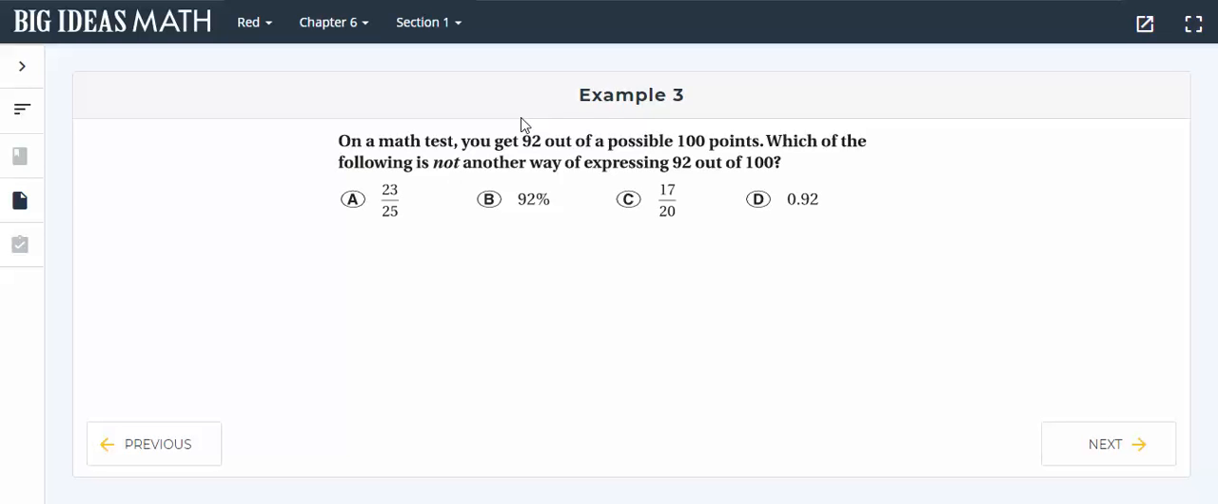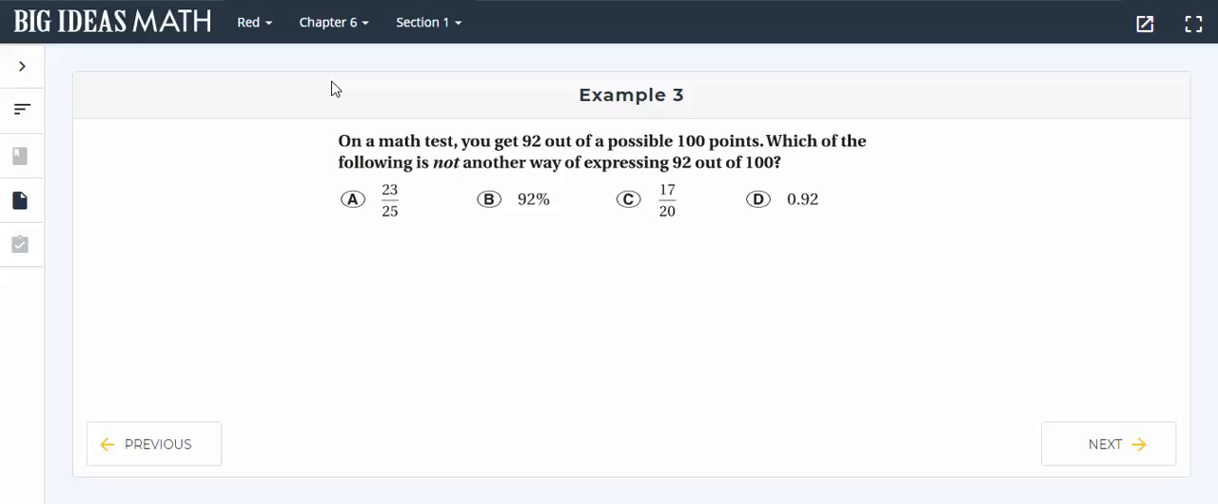Okay, in this example here, it says on a math test, you get 92 out of a possible 100 points. Which of the following is not another way of expressing 92 out of 100? So we have to decide which one is not the same as 92 out of 100.